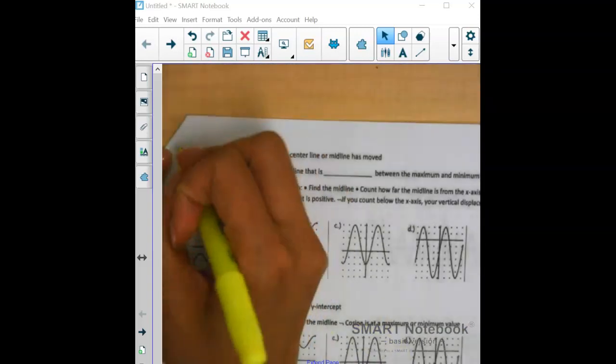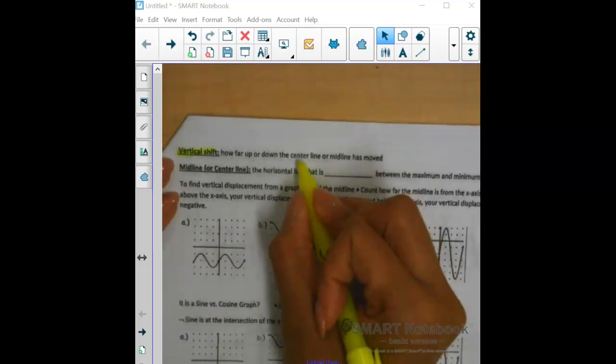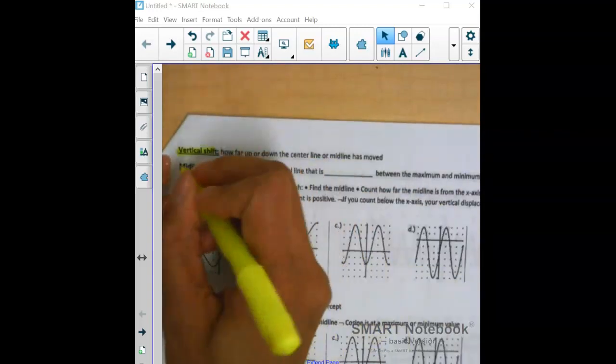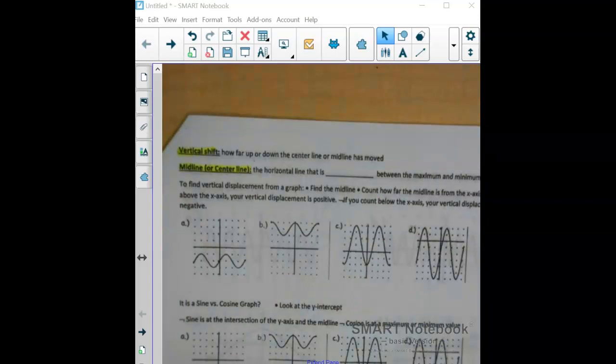So we have the first definition, which is a vertical shift. Y'all should remember this from Algebra 1. A vertical shift is just moving your graph up and down. Specifically though, since these curves are very loopy and curvy all along the x-axis and y-axis, we need to identify what a center line and a midline are. Center line and midline are actually the exact same thing, but it helps you identify pretty much where the middle of that curve is.